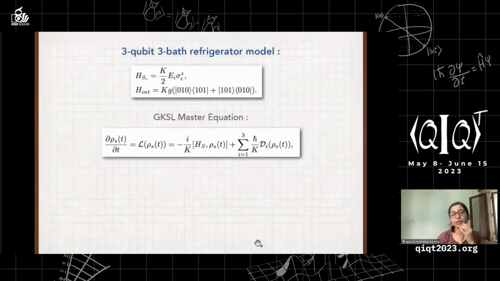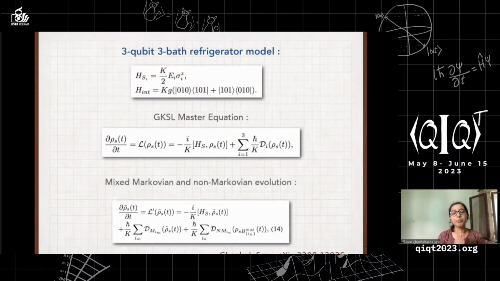So our model is a 3-qubit, 3-bath refrigerator model, and this is the system Hamiltonian. When we consider the ideal case, that is, all the 3 baths are Markovian, then we use this GKSL master equation to see the dynamics. And when we consider the mixed Markovian and non-Markovian evolutions, we use this modified master equation.